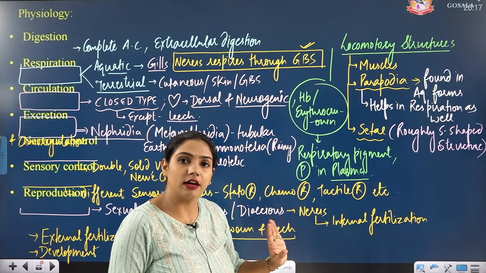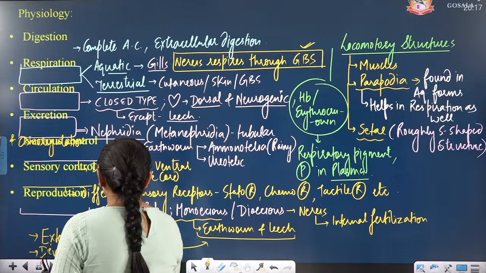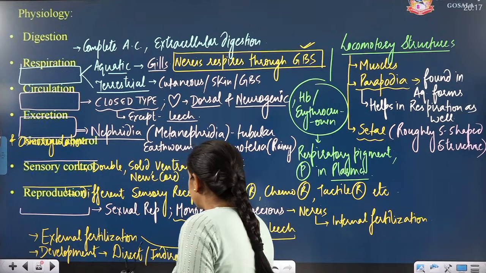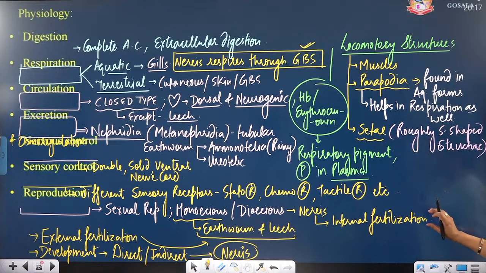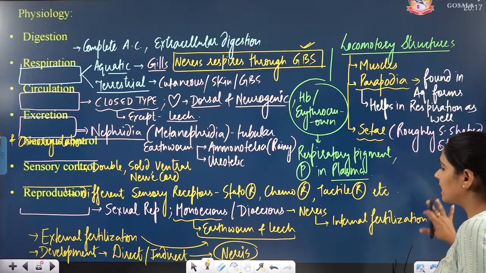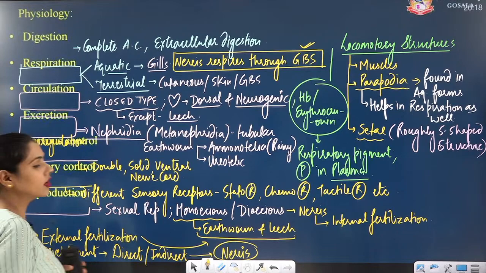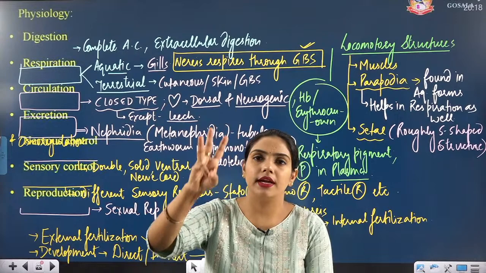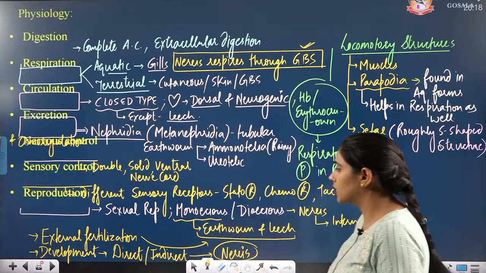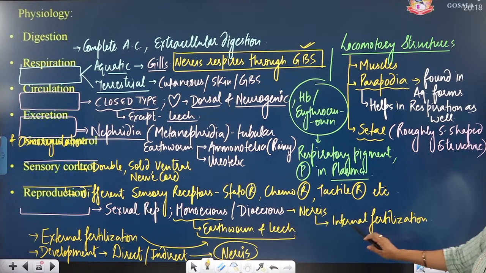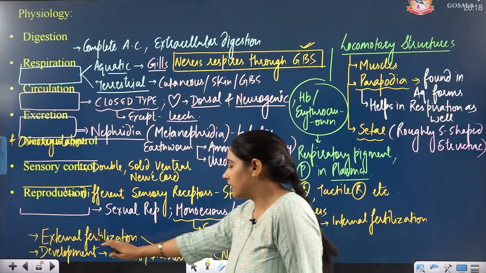Otherwise, the development is going to be direct or indirect. The example of indirect development is Nereis. So basically, you have to remember fertilization, development, monoecious and dioecious for only three animals: earthworm, leech, and Nereis. Sexual reproduction: monoecious in earthworm and leech, dioecious in Nereis. In Nereis, there will be internal fertilization and indirect development. In earthworm and leech, there will be external fertilization and direct development.